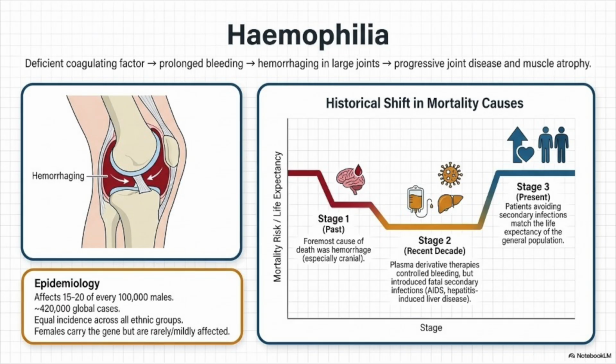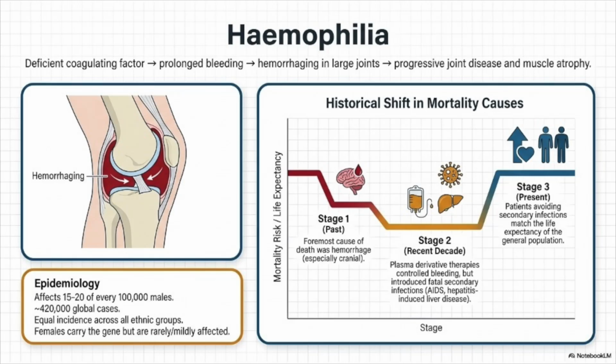Hemophilia leads to a deficient coagulating factor, causing prolonged bleeding, hemorrhaging in large joints, and eventually progressive joint disease and muscle atrophy. Looking at the historical shift in mortality causes, in the past, the foremost cause of death was hemorrhage, especially cranial bleeding. In the recent decade, plasma derivative therapies controlled bleeding, but unfortunately introduced fatal secondary infections like AIDS and hepatitis induced liver disease.